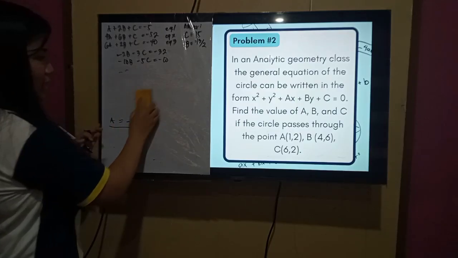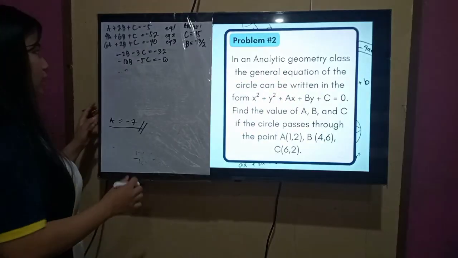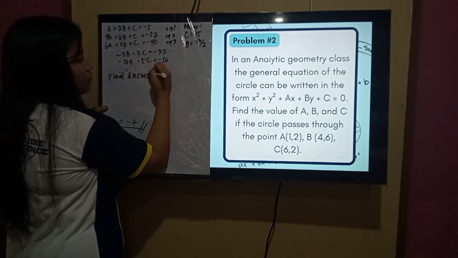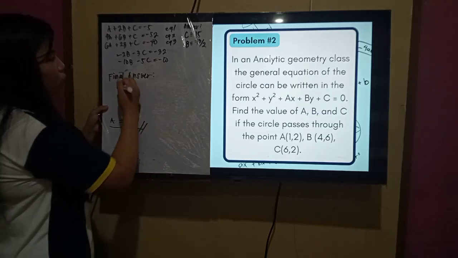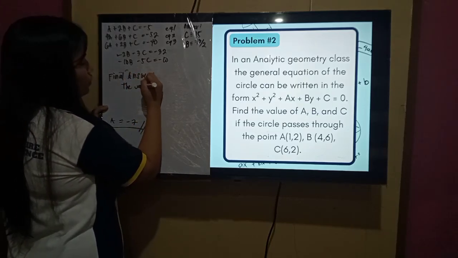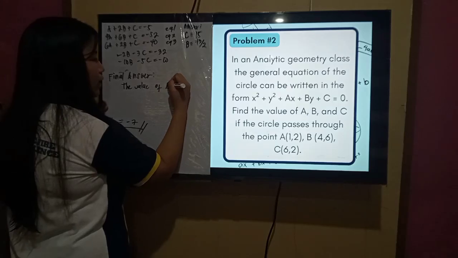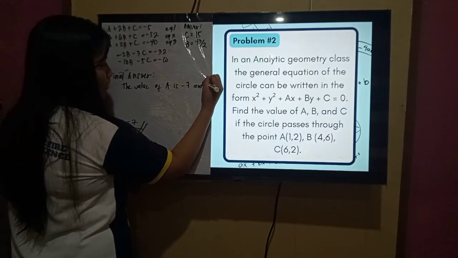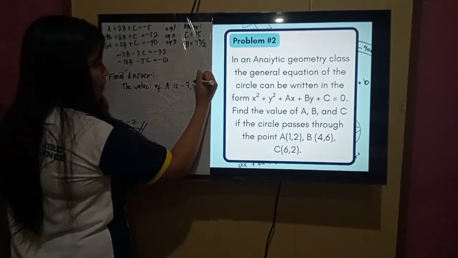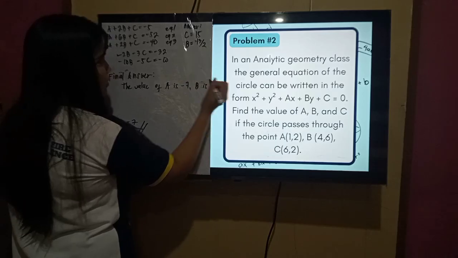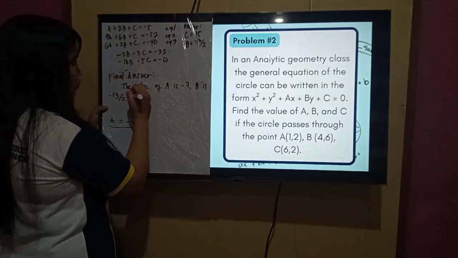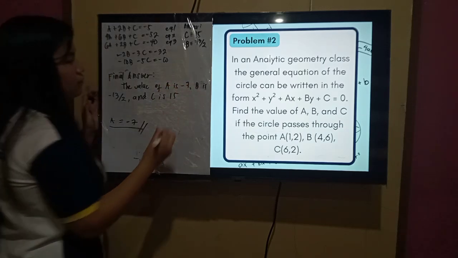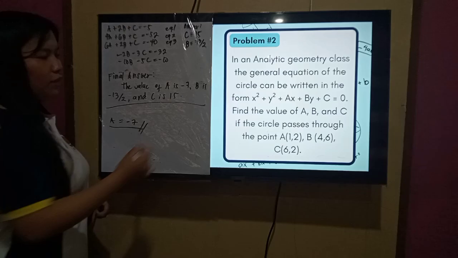So, dahil nga word problem ang sinasagutan natin, dapat word din yung ating final answer. So, ano ang final answer natin? So, the value of A is negative 7 and B is negative 13 over 2 and C is 15. So, ayan na yung ating final na answer.